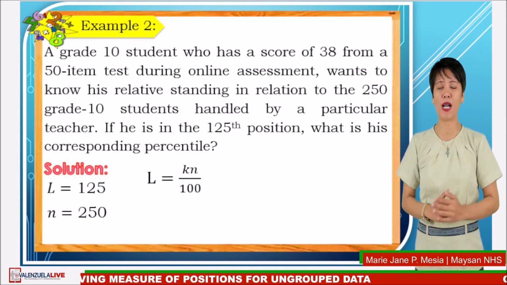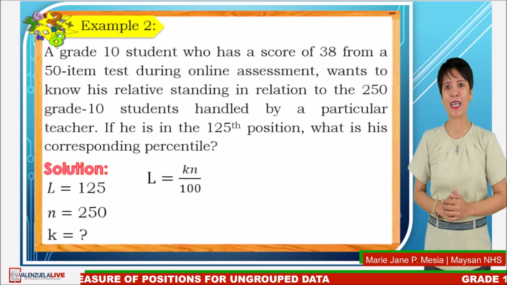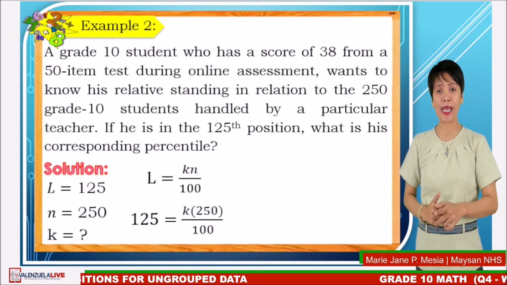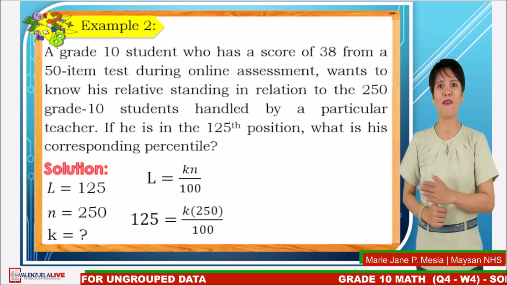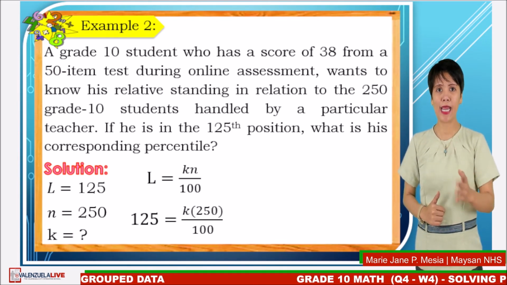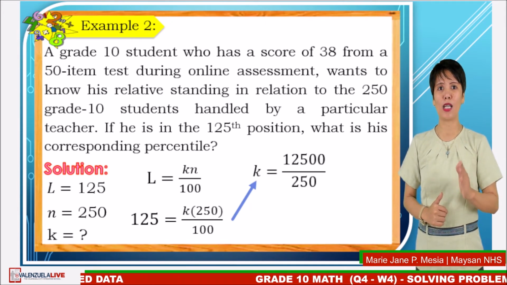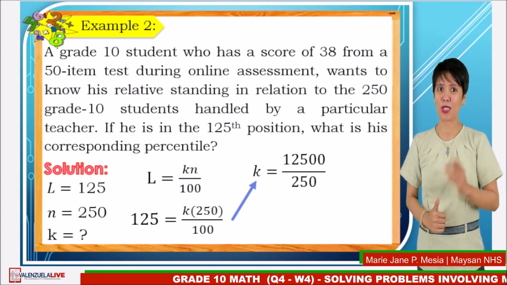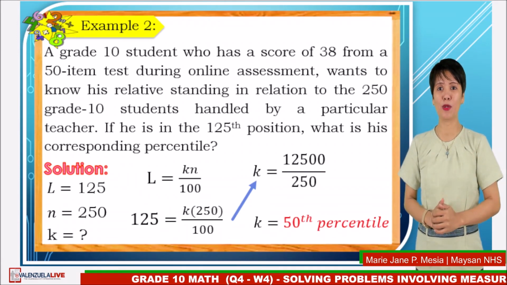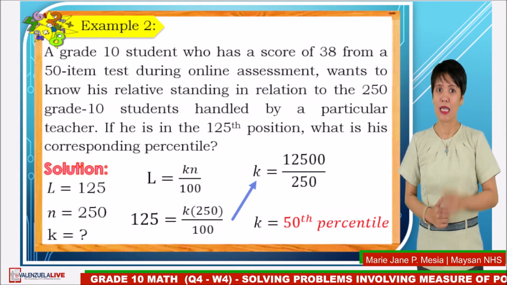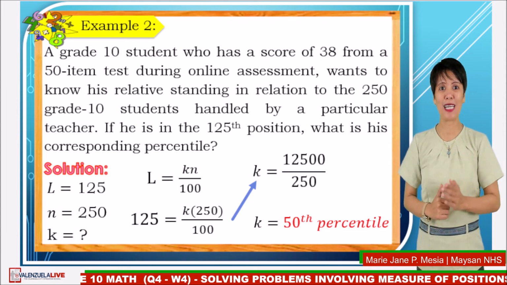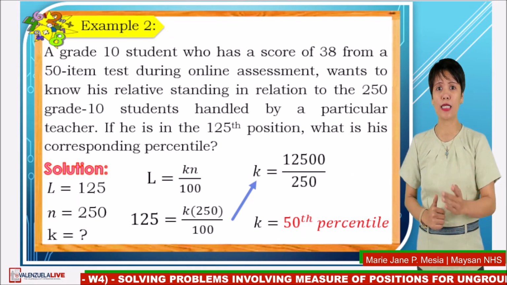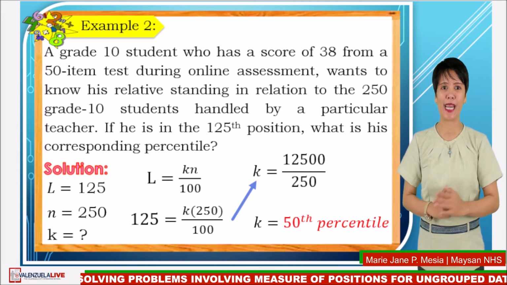So, let us find the value of K. Substitute the given values to the locator. 125 is equal to K times 250 divided by 100. K is equal to 12,500 divided by 250. So, K is equal to the 50th percentile. This means that 50% of grade 10 students or 125 students scored less than or equal to 38.